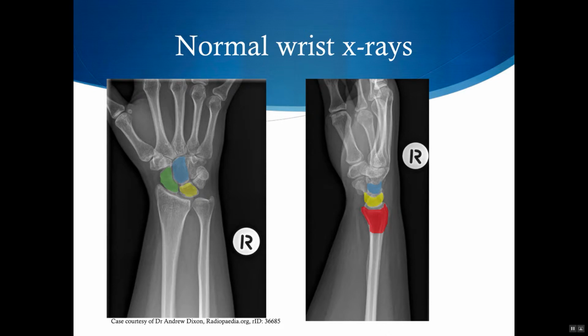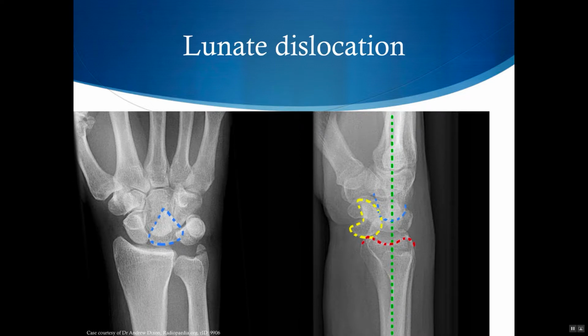So if we draw a vertical line like this, it will intersect all of them. Here are X-rays showing a lunate dislocation. On the left, in the AP view, the lunate, which is outlined in blue, looks triangular like a piece of pie and overlaps with the capitate above it. There's also a little ulnar styloid fracture here, but that's a secondary injury.